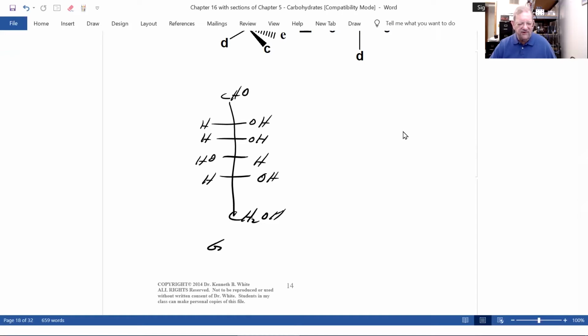You don't have to learn the structure, but this is glucose, and we'll talk more about it today. And I would ask you, circle the chiral carbons. Remember, each intersection of a line is a carbon here, here, and here. So why don't you circle the chiral carbons?